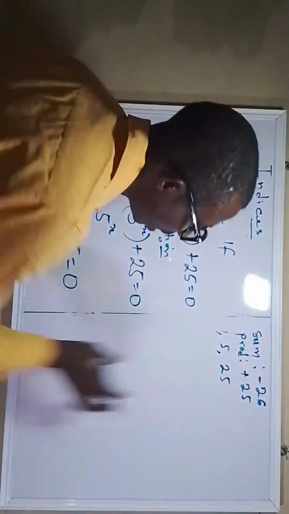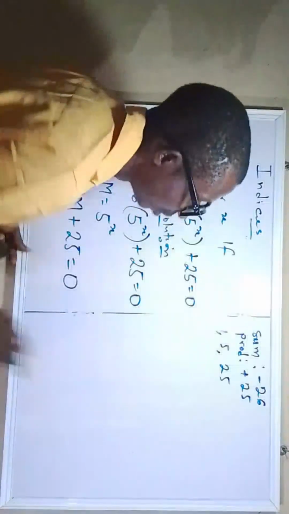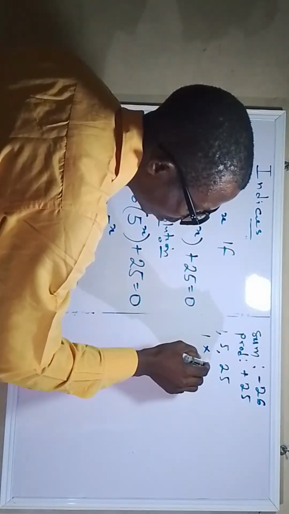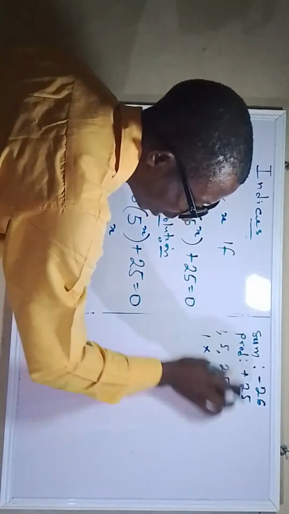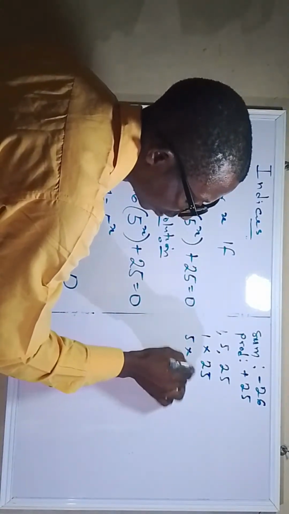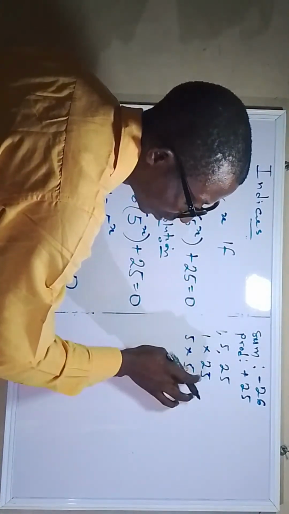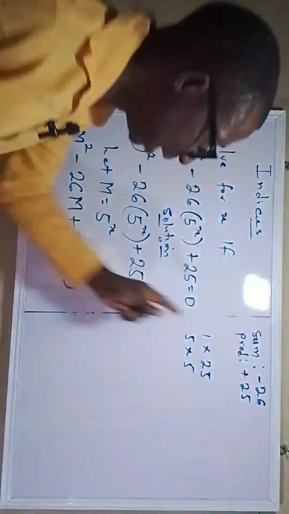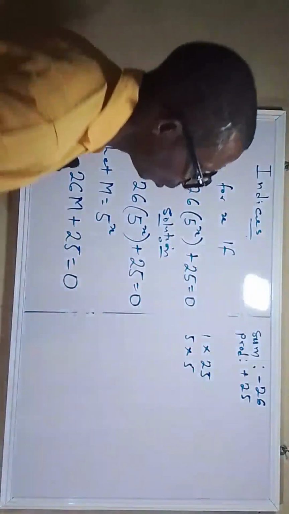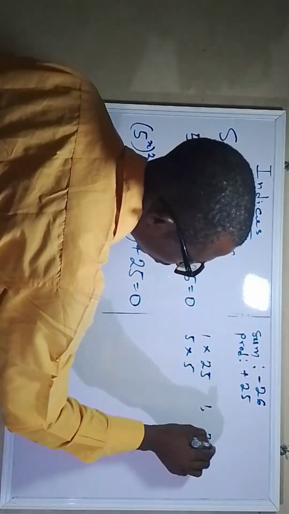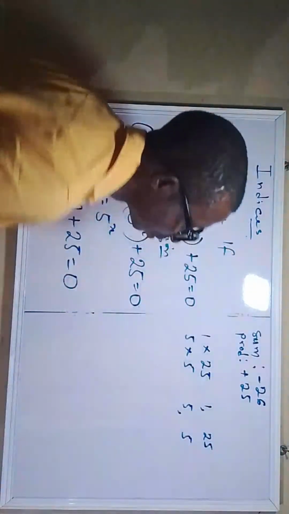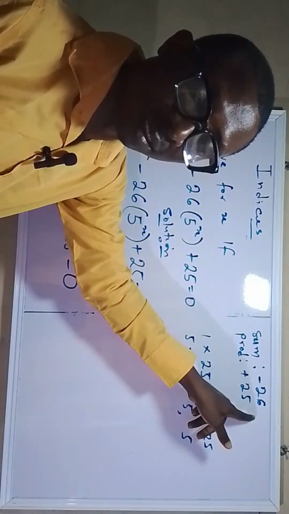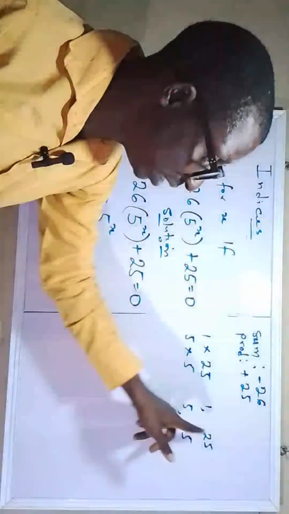So now how do I combine to have 26? Let's first look at the product. I can have 1 times 25, or I say 5 times 5. 5 times 5 gives me 25. 1 times 25 also gives me 25. So I think these are the two combinations. But now let us look at these two numbers. We have 1 and 25. We have 5 and 5. If I add these together, will it give me minus 26? No. It will only give me plus 26.